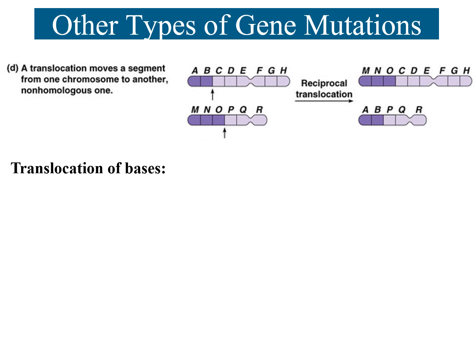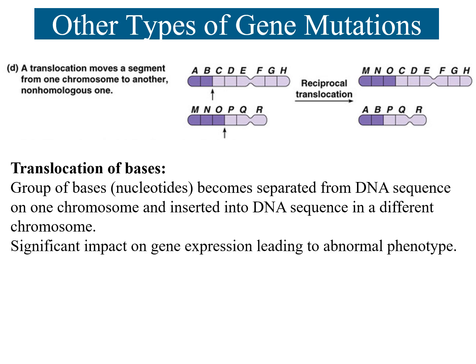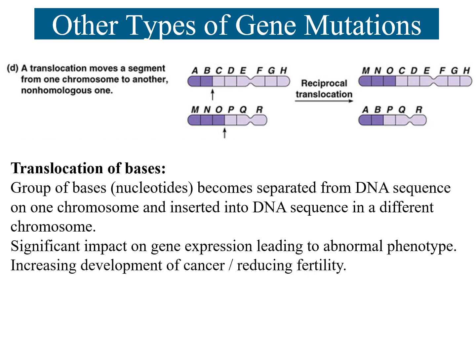Translocation of bases is where some of the bases might move along from one chromosome to another one. Okay, so groups of bases become separated, and then they might be inserted into a different chromosome. That would obviously have a significant impact on gene expression, and they think this can happen to lead to increased cancer chances.